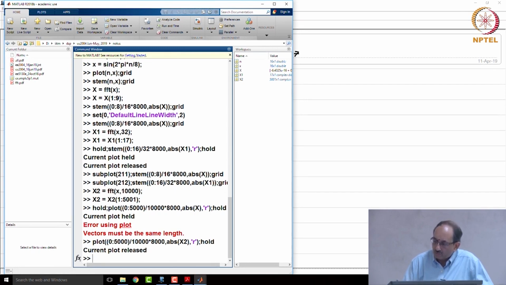X2 is what I have plotted. X2 is FFT of x comma 10,000. So the total length is 10,000. The first 16 samples are the samples of the sequence that I generated. The remaining are zeros, and then I computed the 10,000 point DFT, and then I took the first 5,001 points, which corresponds to the index in the range 0 to 5,000, and then I have plotted it using plot rather than stem. All right. So this is what the plot shows.